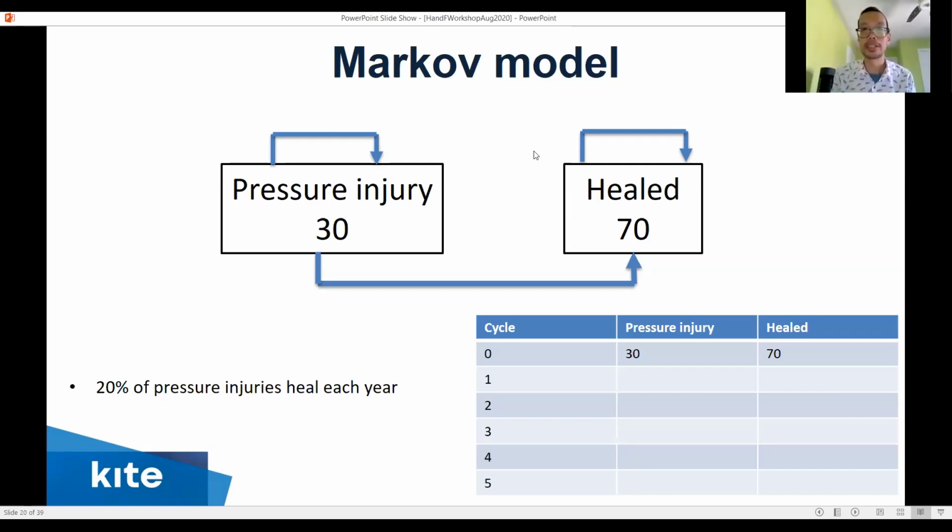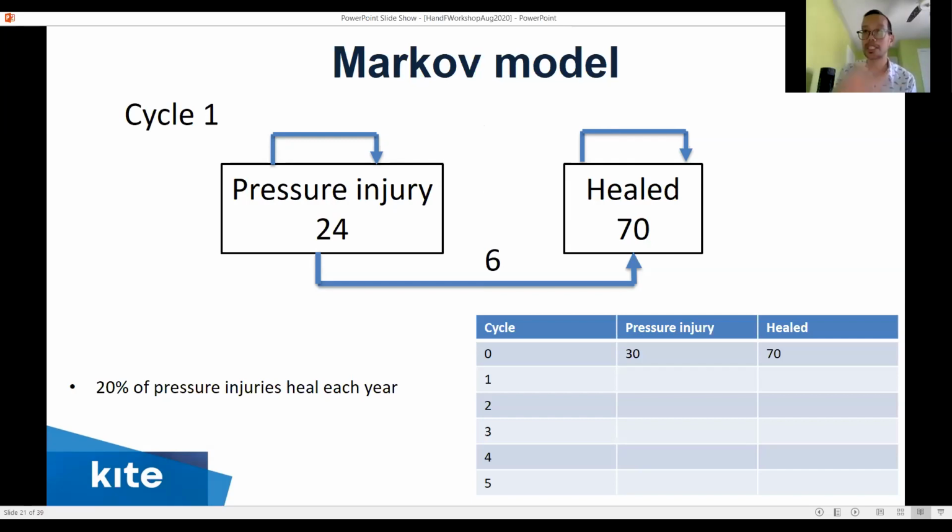So in our first year with the treatment, we say that 30% of the individuals will be healed due to our new treatment. And so the number healed, or who don't experience a pressure injury, is 70%, and 30% will have a pressure injury. All right, so that's in the first year.